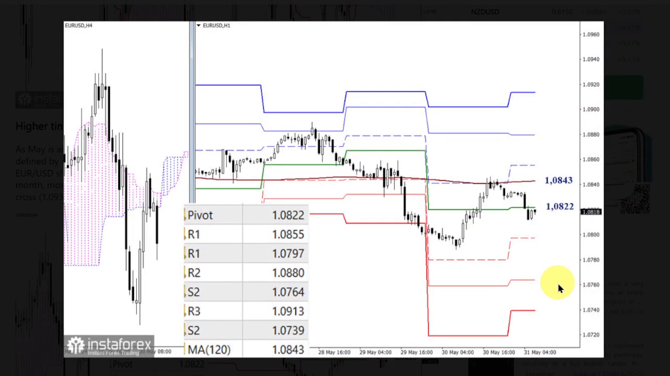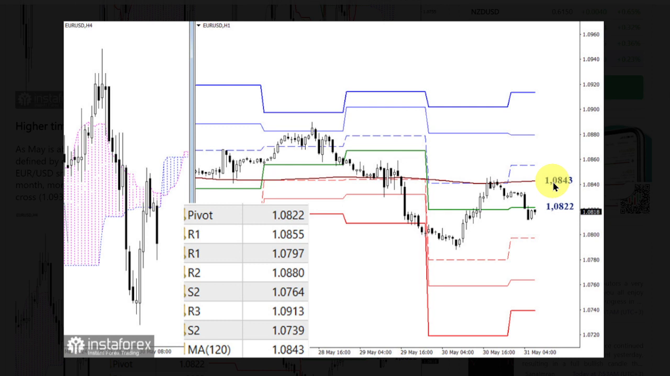On the lower timeframes, the pair continues to trade below the key levels, which are located at 1.0822, the central pivot level of the day, and 1.0843, the weekly long-term trend. Currently, these levels have become almost horizontal, which shows that there is no specific direction. The pairs can maintain the upper hand of the pair traders below the key levels.